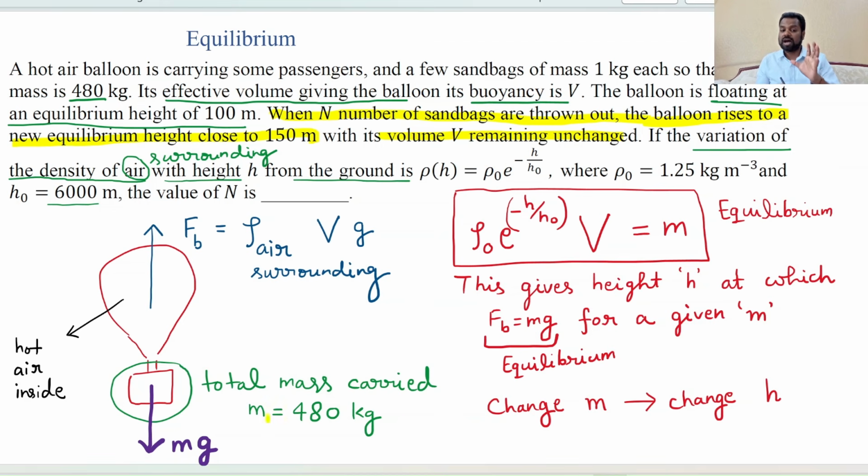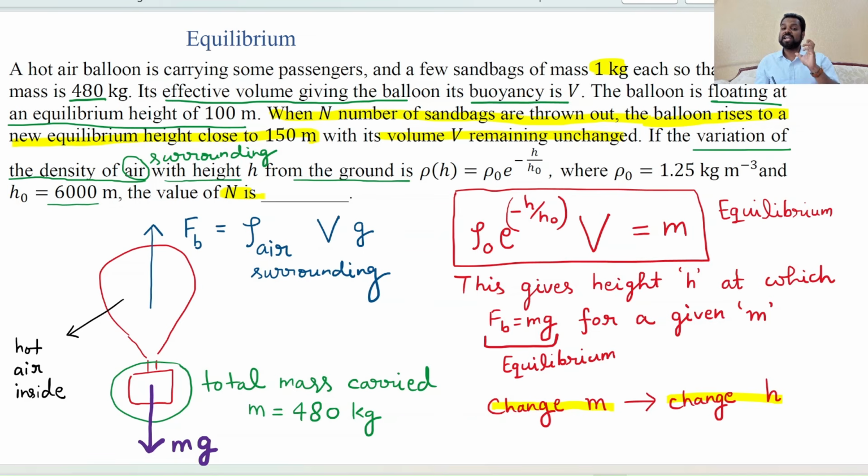So what is happening? Our original mass is 480 kilogram. Then we throw out some sandbags, and each sandbag is 1 kilogram, so we throw out n number of sandbags. The mass is reduced from 480, and because the mass is changed, the height will change. In this equation you can see that for a lower mass you will have a lower density, so the balloon would rise up, because you need less buoyancy force to balance the less weight. So the question is, what is n?